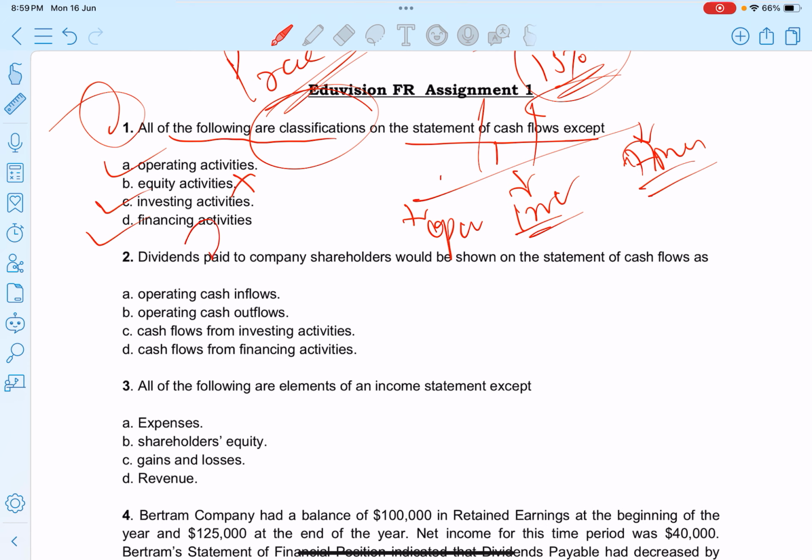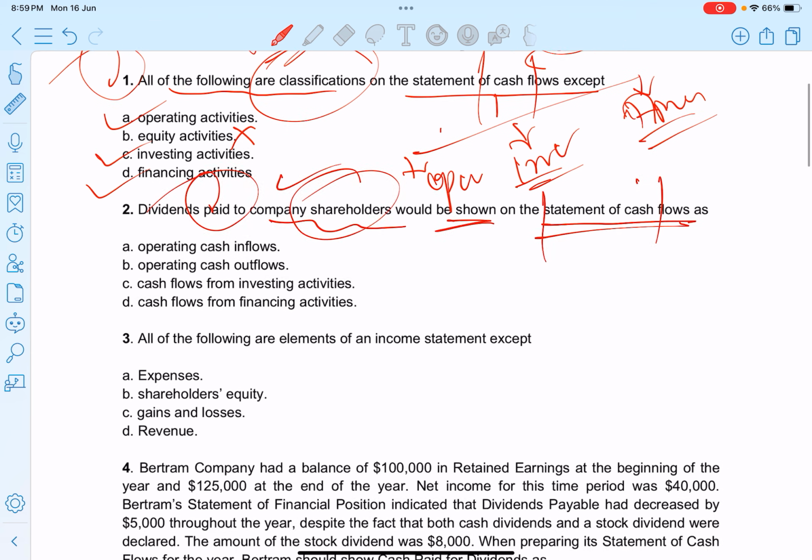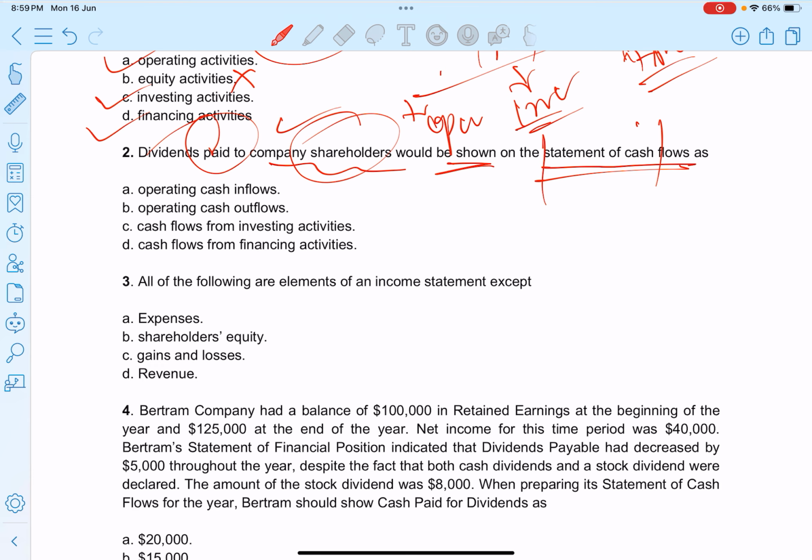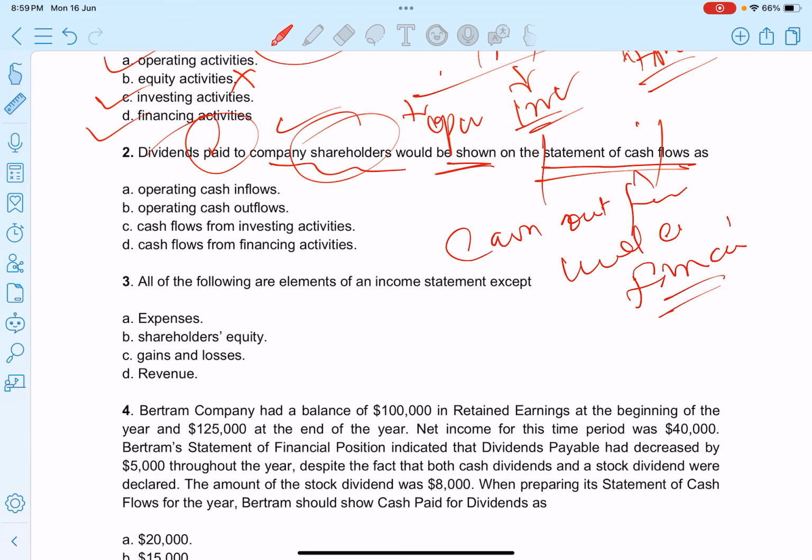Now coming to the second, dividend paid to the company shareholder would be shown in the statement of cash flow. It means that you are paying some dividend to your shareholder, so under which head should it be reported? It should be reported as a cash outflow under financing activities. So let's check it from here. This is going to be shown as a cash outflow from financing activity. It is not an investing activity, it is not an operating inflow, it is not an operating outflow.